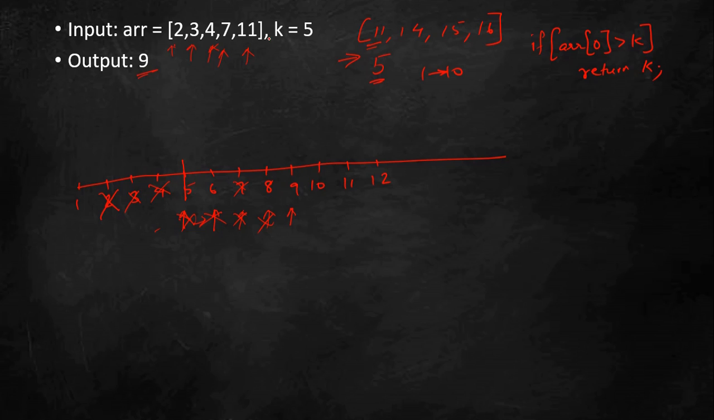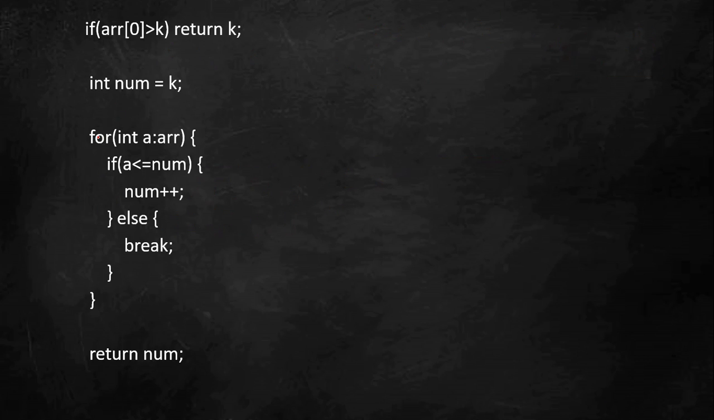So when I'm going through the array, I'm checking if there is any number that is less than my pointer value, then my pointer needs to increment. So the logic for this will be, here the first condition is, if the first element of the array is greater than k, then I am returning k. This is the base condition.